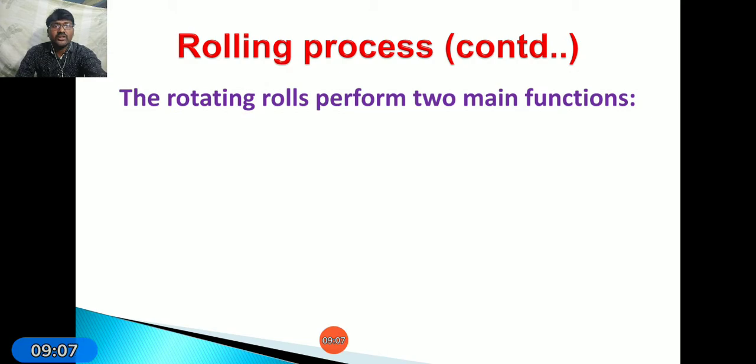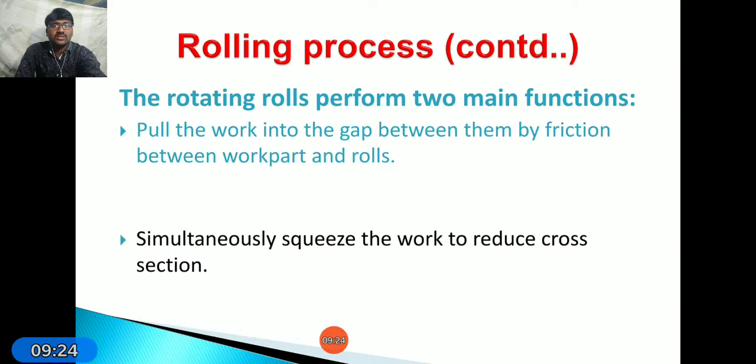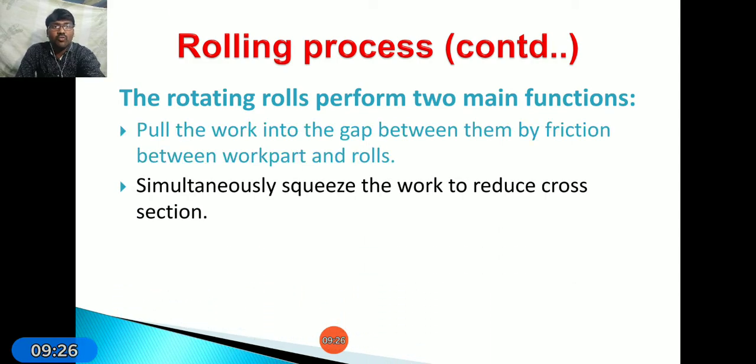Here the rotating rolls perform mainly two functions. First, they pull the work into the gap between the rolls through friction between the work part and the rolls. Due to this, the material flows in between the two rollers. Next, simultaneously they squeeze the work and reduce the cross section of the workpiece.